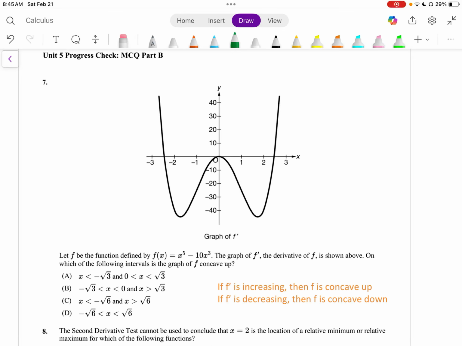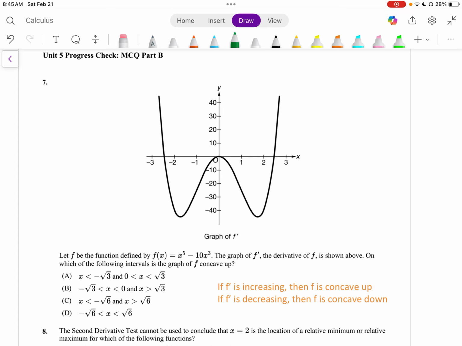All right, Unit 5, Progress Check, Part B. We're going to look at 7 through 9. So, number 7, let f be the function defined by f of x equals x to the fifth minus 10x cubed. The graph of f prime is shown above. On which of the following intervals is the graph of f concave up?